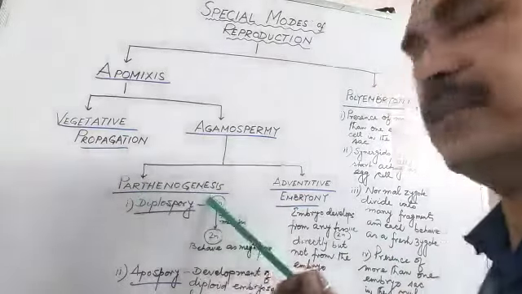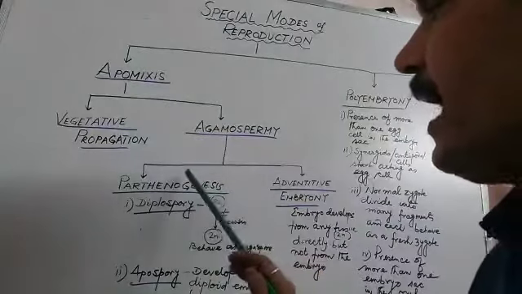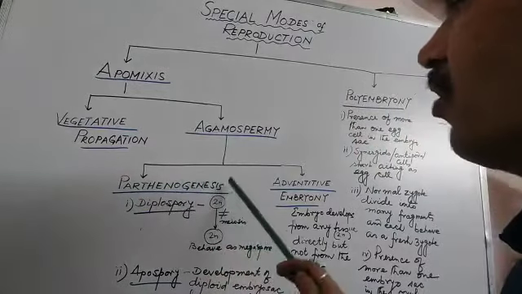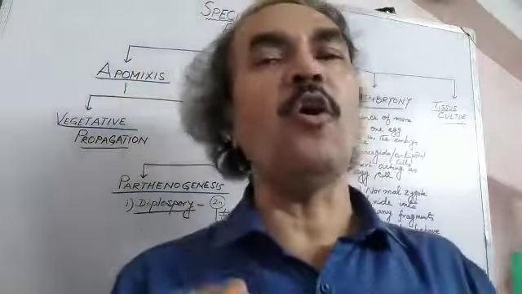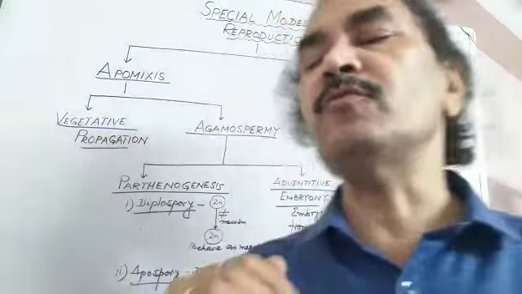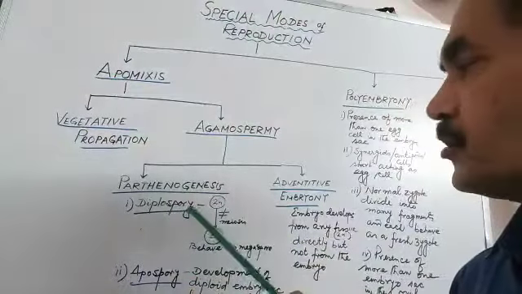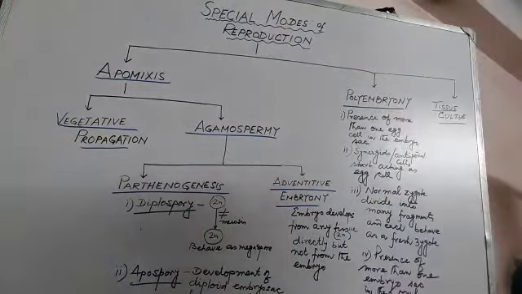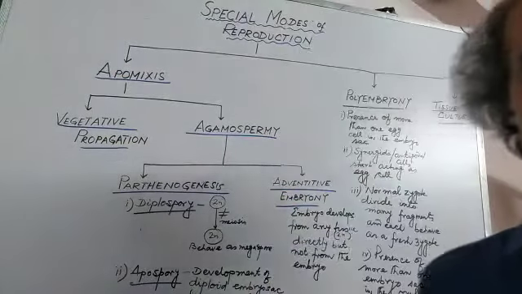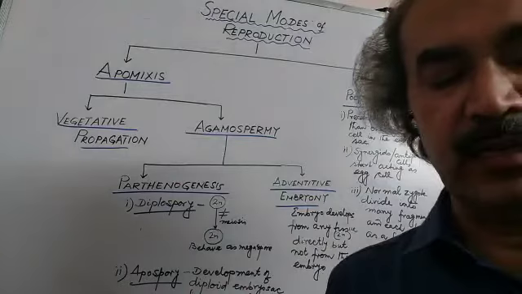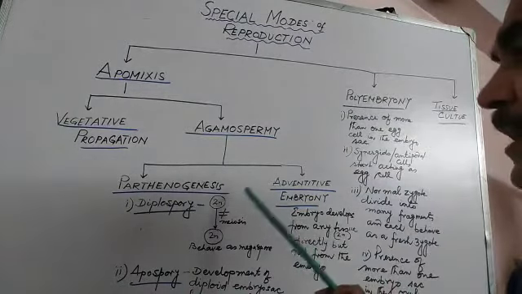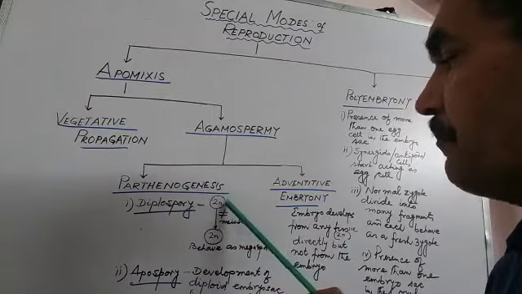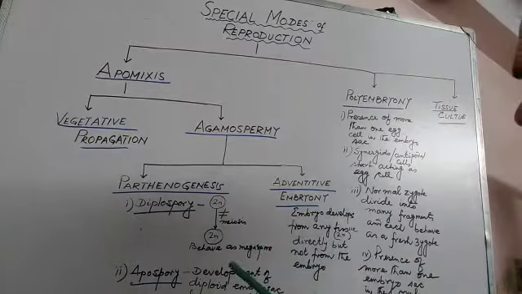Let's come to parthenogenesis. Parthenogenesis, as the name indicates, parthenos means virgin, genesis means origin. That is, development of an organism without fertilization. It may be diplospory or apospory. Diplospory is a type of parthenogenesis where the megaspore mother cell does not undergo meiosis. That is, the megaspore mother cell having diploid number of chromosomes behaves as a functional megaspore.